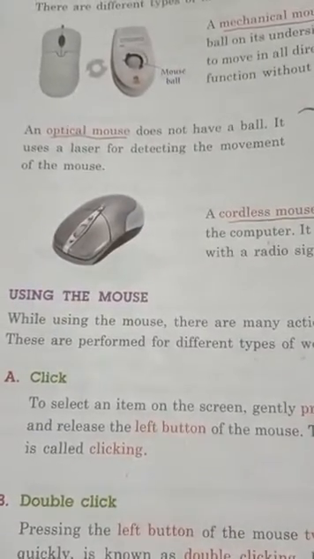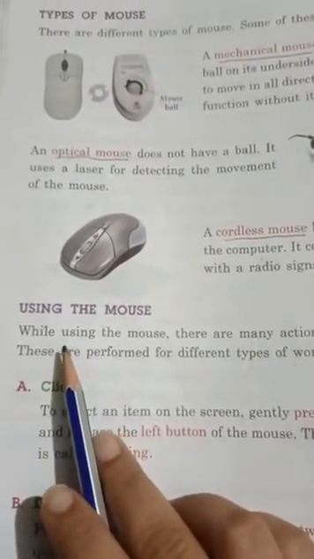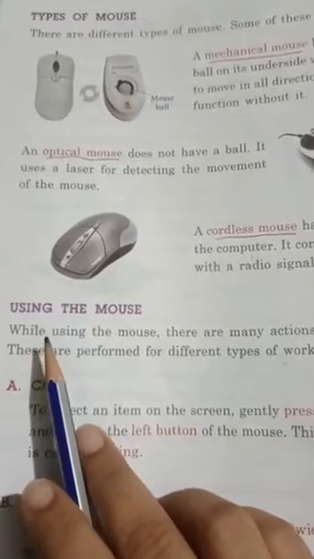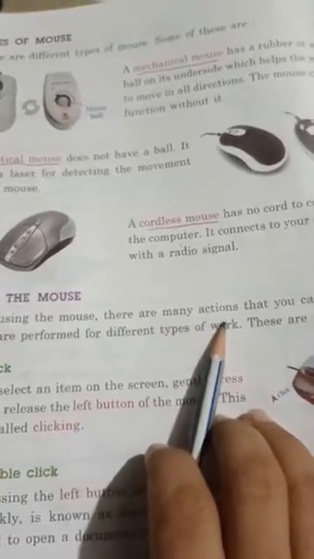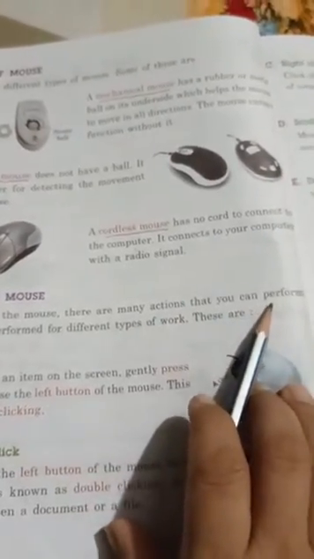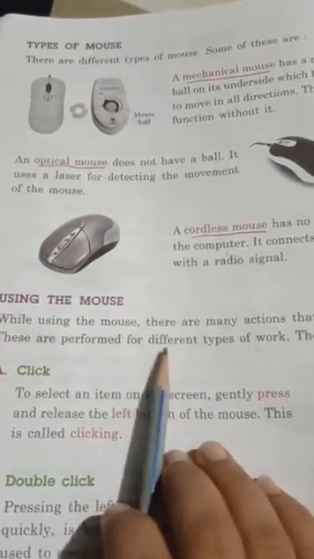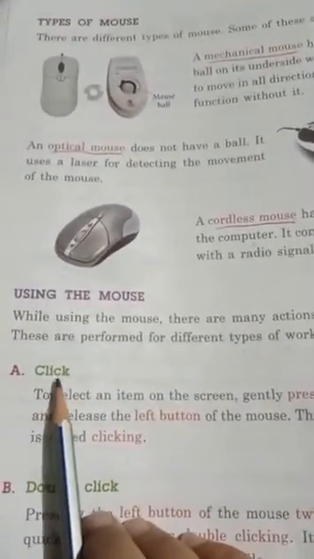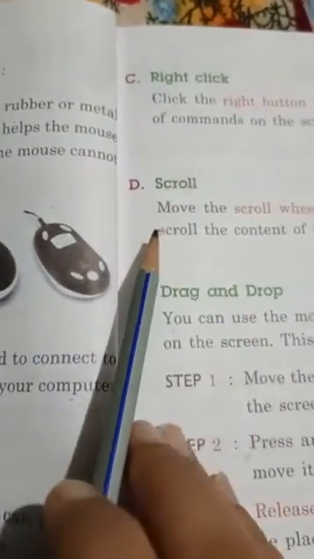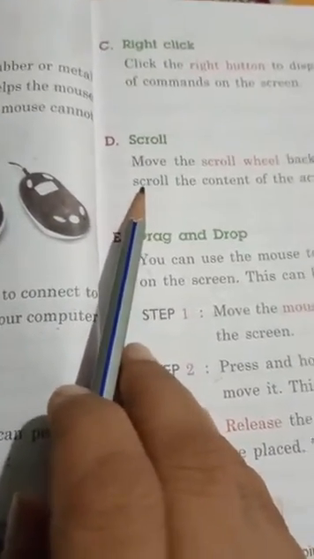Our next topic is using the mouse. How do we use the mouse? What are the uses of mouse? Okay. While using the mouse, there are many actions that you can perform. These are performed for different types of work. These are, first one is click, second is double click, third one is right click, and fourth is scroll. Okay, till scroll today we will cover this chapter.